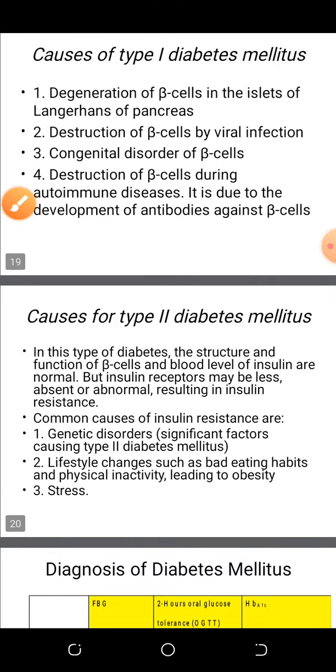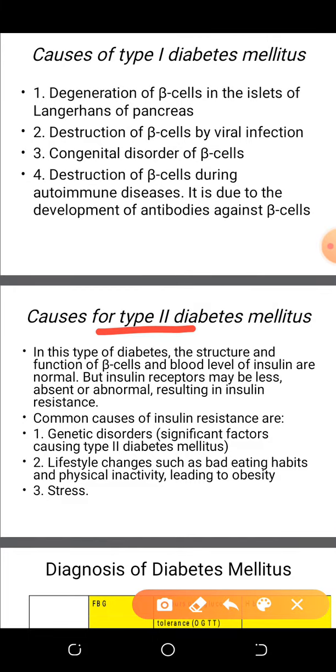Now there's type 2 diabetes. This one is associated with lifestyle, whereby as we grow, as we are exploring life, we eat all sorts of food. We do not exercise frequently. We don't care about what we eat, whether we eat a healthy meal or not. So in this type of diabetes, the structure and function of beta cells and blood levels of insulin are normal, but insulin receptors may be fewer. They are down-regulated. They may also be absent or abnormal, resulting in insulin resistance.